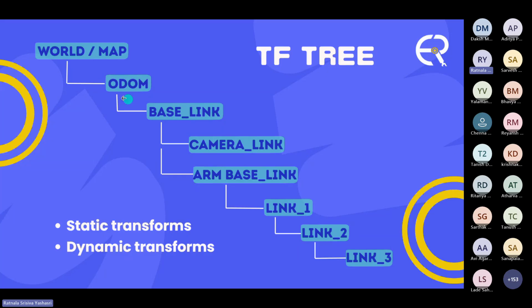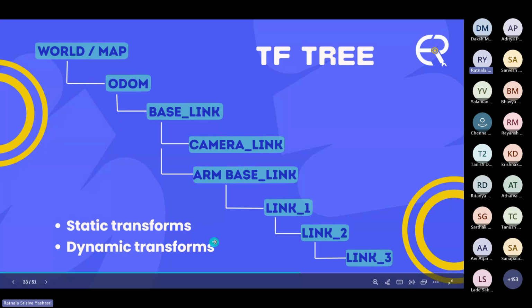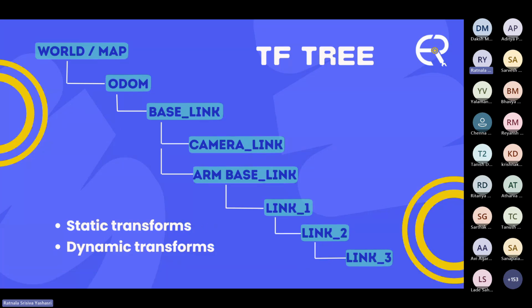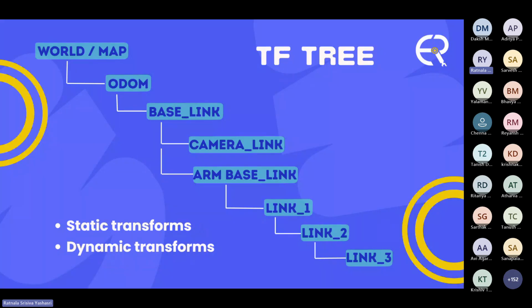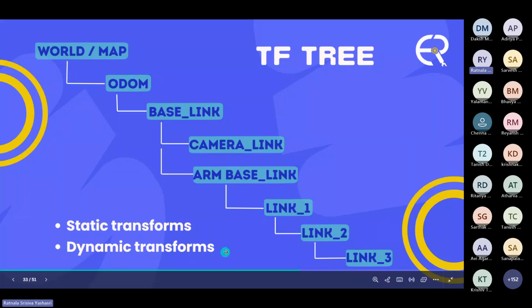But there are two types of transforms here. These arrows are of two types, static and dynamic. Static transforms are ones that never change. Say my camera is fixed on the robot base. I know its offset from the arm, so that transform exists, but it doesn't really change with time. But a dynamic transform, for example, between two joints: as the joints move, this changes. Hence, it's called a dynamic transform.